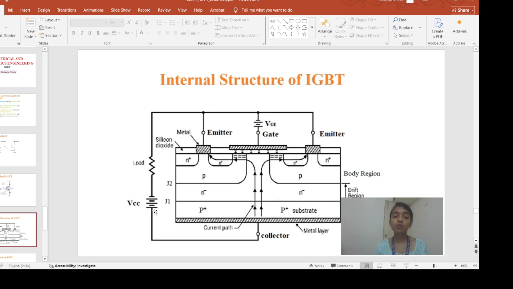Even if you change the polarity of this VCC, what will happen? J1 will be reverse biased, J2 will be forward biased, and J3 will be again reverse biased. That means whatever the polarity of VCC, when you are not applying any gate drive, one of these junctions is reverse biased.